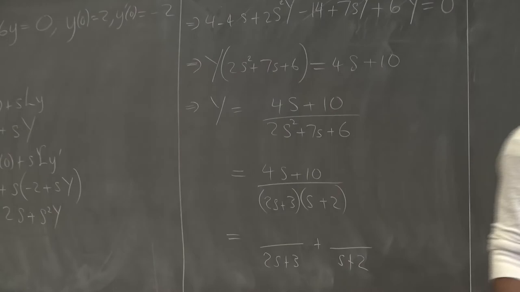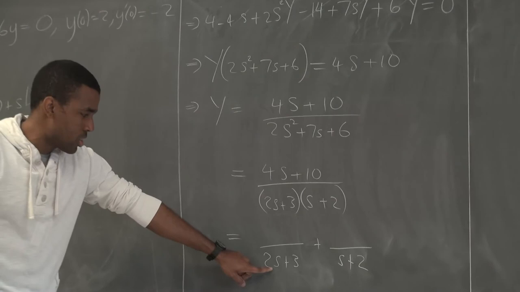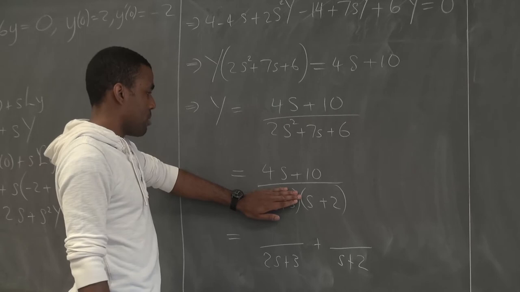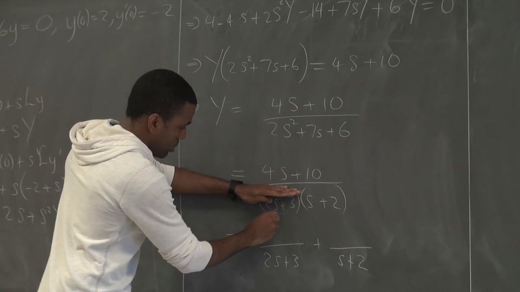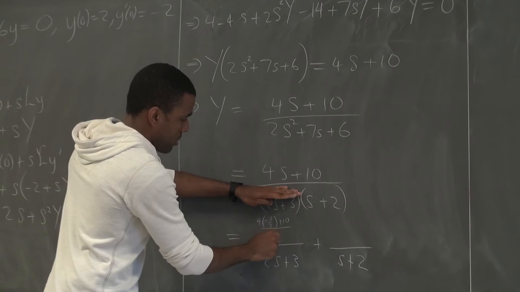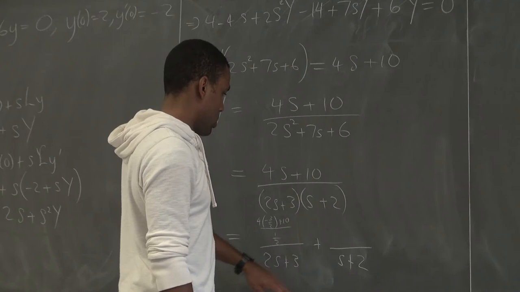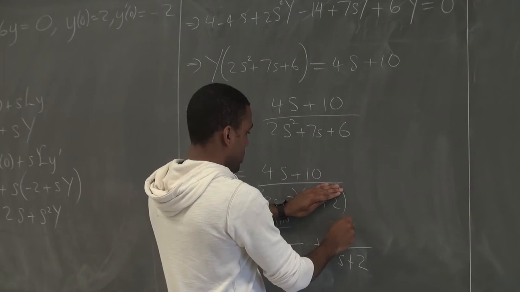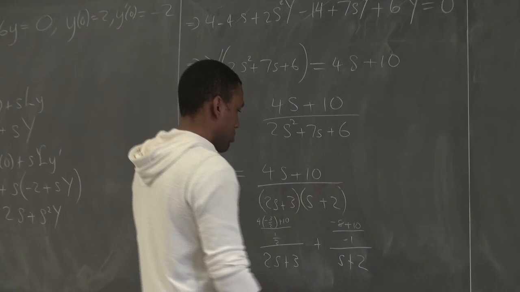Okay, so figure out what makes this 0. s equals minus 3 over 2. So I cover that up and plug in s equals minus 3 over 2. So it's going to be 4 times minus 3 over 2 plus 10, over minus 3 over 2, which is just a half, right? And then here, s plus 2 makes this 0. Plug in s equals minus 2. That's minus 8 plus 10 over, that's minus 1. Minus 1.